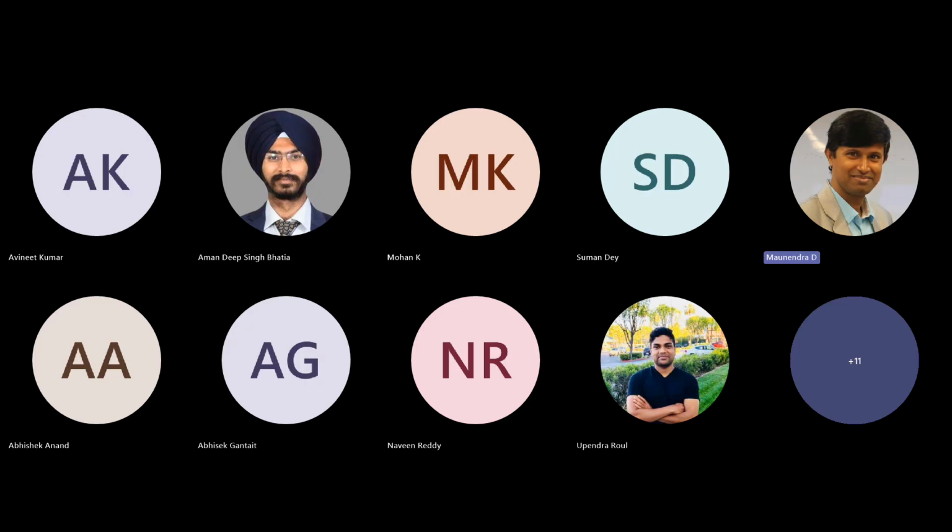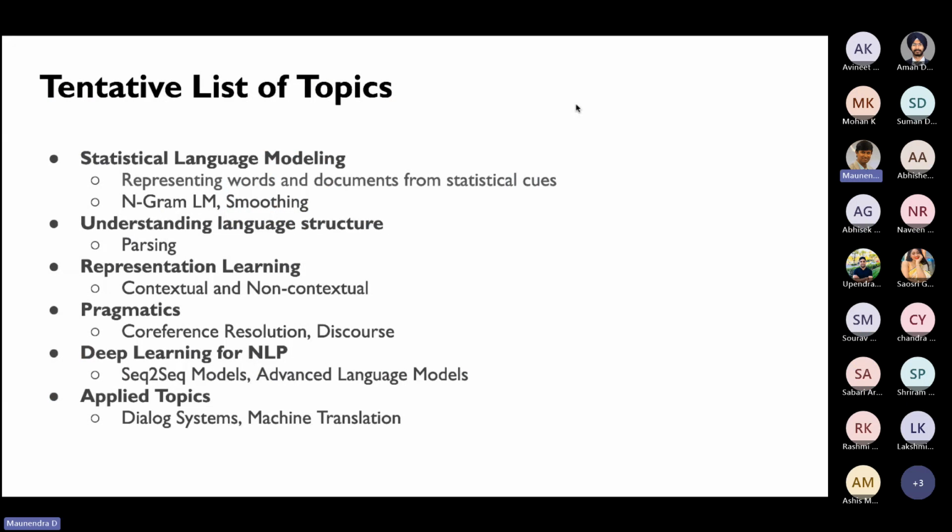They provide the basic backbone of traditional NLP. So those things we will cover. We'll talk about some ways of representing words and documents from statistical cues. We have already started discussing that. Singular value decomposition is one such technique, and today we'll talk about one more technique like that. We'll also talk about n-gram language modeling and smoothing techniques.